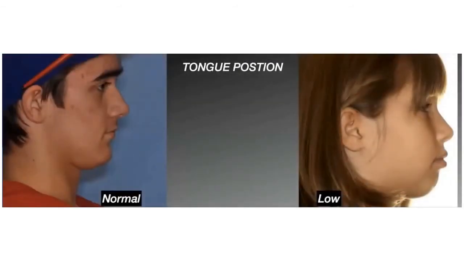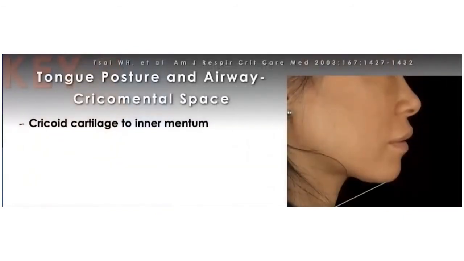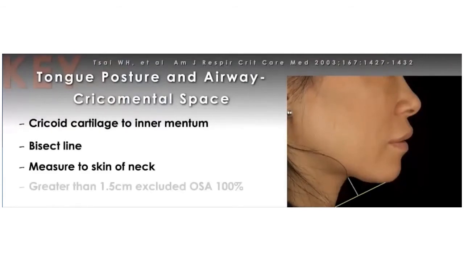And finally, where is the tongue? And this is interesting because a tongue can be habitually postured low, but more than likely it is either tongue-tied or the patient has such a small skeletal structure, they can't get it into the mouth. And so either way, it falls down below into what we call the cricomental space. The cricomental space, if you went from cricoid cartilage to the mentum and then drew a line up to the neck, it needs to be about 1.5 centimeters.